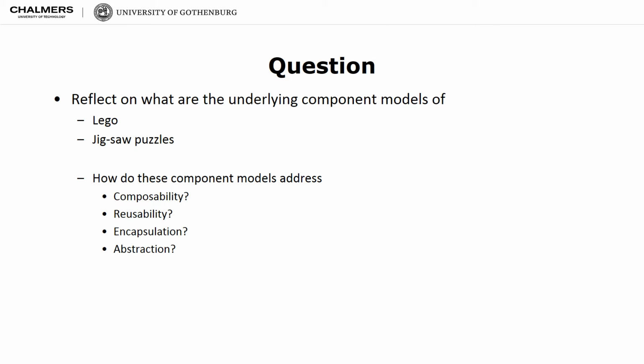Question. Try to reflect on what are the underlying components of the following examples. These examples are typically used as a metaphor to represent components and composability. The first example is Lego, and the second example is jigsaw puzzles. How does each of these component models address the following properties: composability, reusability, encapsulation, or abstraction?